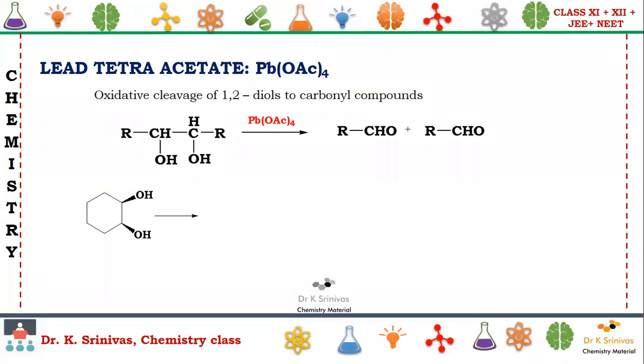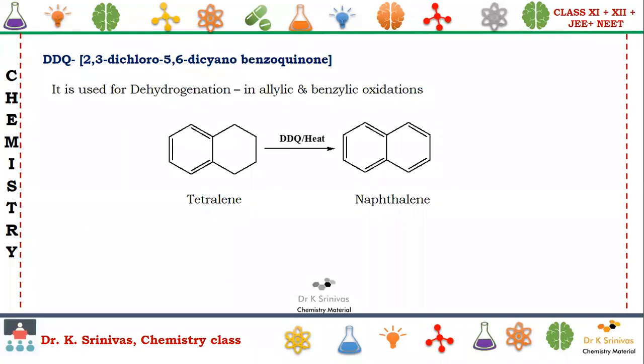Now let us go to the next slide. The next slide is DDQ. DDQ is nothing but 2,3-dichloro-5,6-dicyano. There is no need for you to learn the structure, but for your information, I am giving this. Now I will erase it.